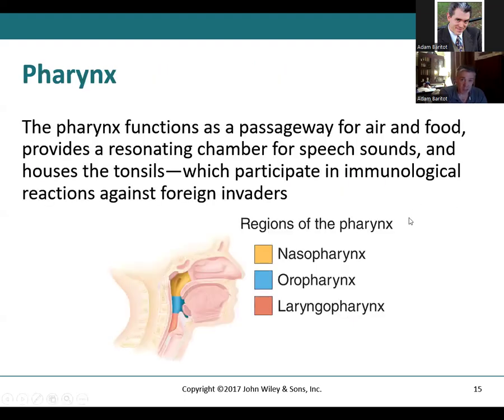I mentioned the pharynx again. The pharynx functions as a passageway for air and food, provides a resonating chamber for speech sounds, and houses the tonsils, which participate in immunological reactions against foreign invaders, if you still have them. They frequently do become infected and are occasionally surgically removed. Again, the regions of the pharynx: naso for behind the nose, oro for behind the mouth, and laryngo for behind the larynx. Very straightforward.